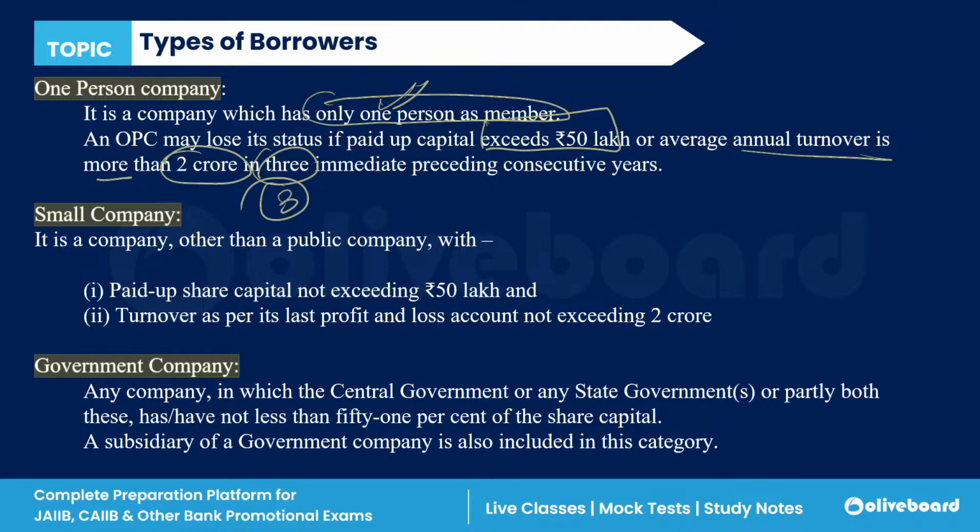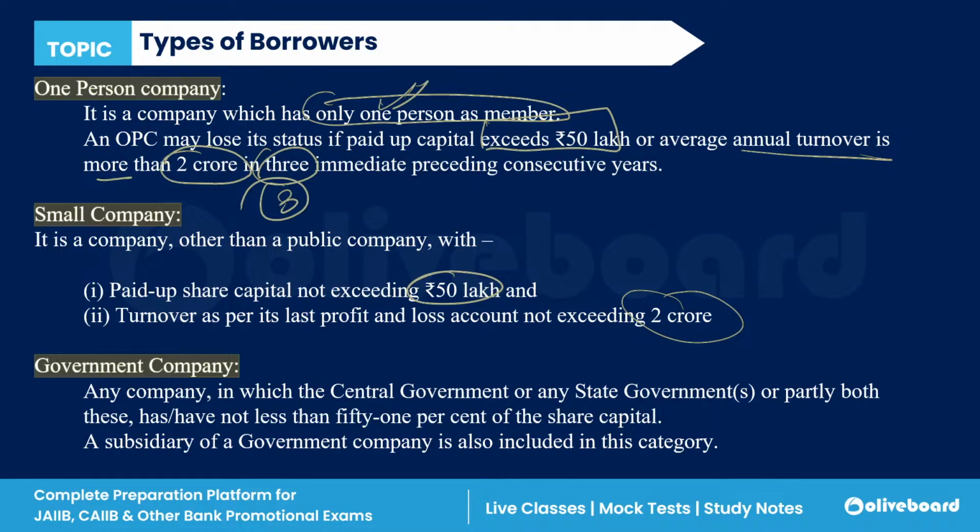Now, there is a concept of a small company. What is a small company? Small companies are those companies, first of all, other than a public company, and it should have a paid up capital which shouldn't exceed 50 lakh, and a turnover that shouldn't exceed 2 crore. So if the turnover is not exceeding 2 crore and paid up share capital not exceeding 50 lakhs, then it is a small company.